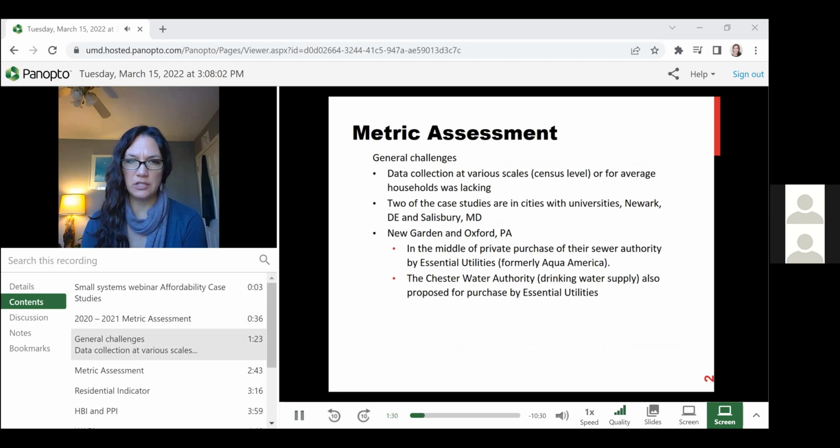Some general observations of the challenges we encountered were that data wasn't available, of course, and it might be lacking at the census level for utility bills, or individual household information. We had to do some generalizations. Two of the case studies were in university towns, which definitely skewed the data for affordability because you have a lot of low income showing up in the census data, but they're students. So it does pose a challenge, and there could eventually be guidance for university towns at some point, which might be recommended.